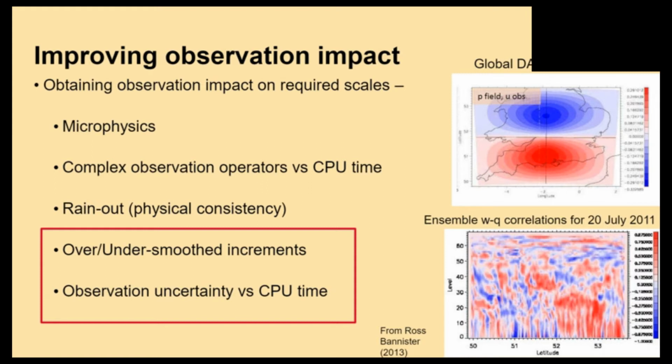We need to worry about the physical consistency, how long the observation information remains in the forecast. And we also need to worry about whether the scales of the increments are right. Sometimes we find that we over smooth our increments if the background error correlations are too long, or alternatively that the increments are a bit too noisy and introduce noise into the system. And that's actually related again to the observation uncertainty. But if we do a really good job with the observation uncertainty, do we run into danger of overrunning the amount of time allotted to run the forecast in terms of CPU time? So I've drawn a box around those last two because that's the topic I'm going to focus on in the next part of the talk.